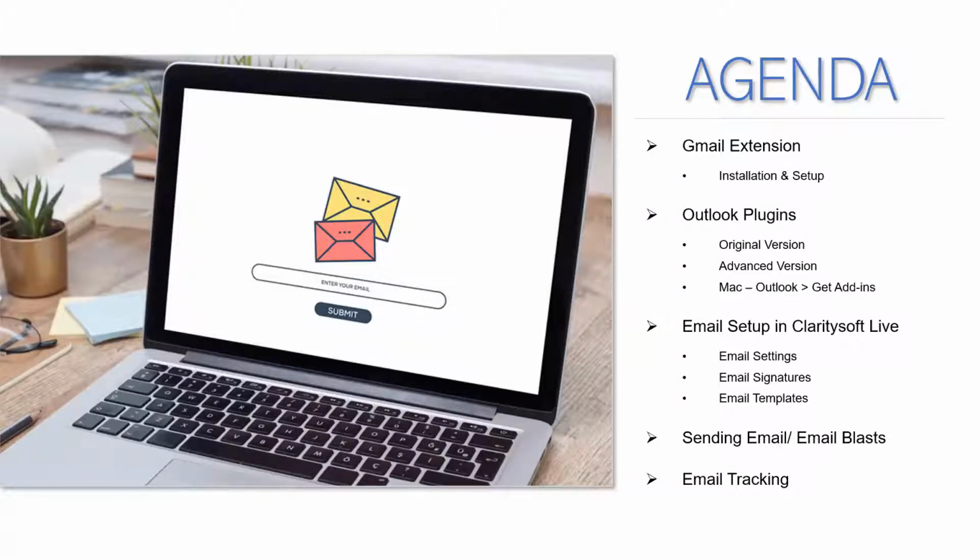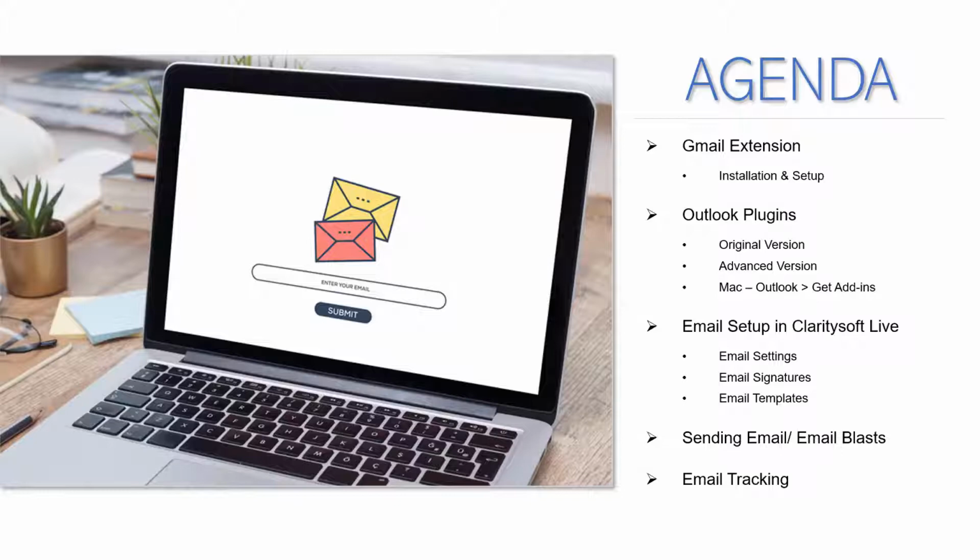Of course, when you're sending emails out of Claritysoft, you want to have your email signature attached. So we will learn how to create and save an email signature so that anytime you open an email in Claritysoft to send it, your signature will automatically display just like it does in your Outlook or your Gmail.